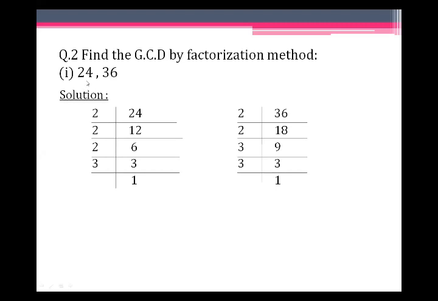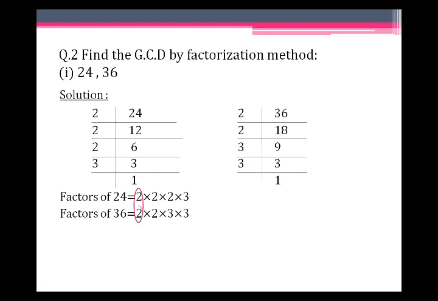First of all, we find the prime factors of 24 here. So 24 is an even number, so we divide it by 2. So 2 12s are 24, 2 6s are 12, 2 3s are 6, and 3 1s are 3. Now here 36 is also divided by 2, so we get 18, and 2 9s are 18, and 3 3s are 9, and 3 1s are 3. So these two numbers are completely divided by these numbers, so these are the factors. So here we write factors of 24 which are 2 multiplied by 2 multiplied by 2 multiplied by 3, and the factors of 36 are 2 multiplied by 2 multiplied by 3 multiplied by 3.